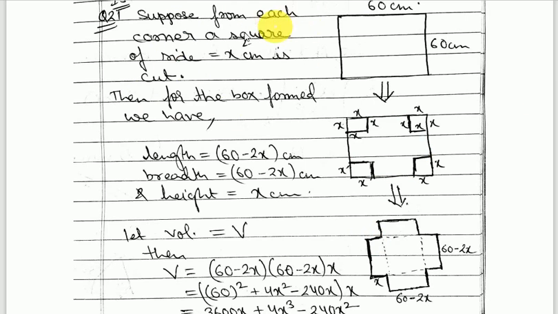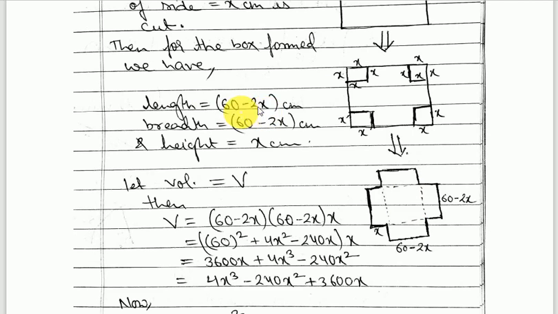So suppose from each corner a square of side x centimeter is cut. The box which will be formed will have length 60 minus 2x centimeter. Here also 60 minus 2x, so length and breadth both you will get 60 minus 2x. And height, this portion will be turned, so this will act as height, so height will be x centimeter. Now let us denote volume by V.